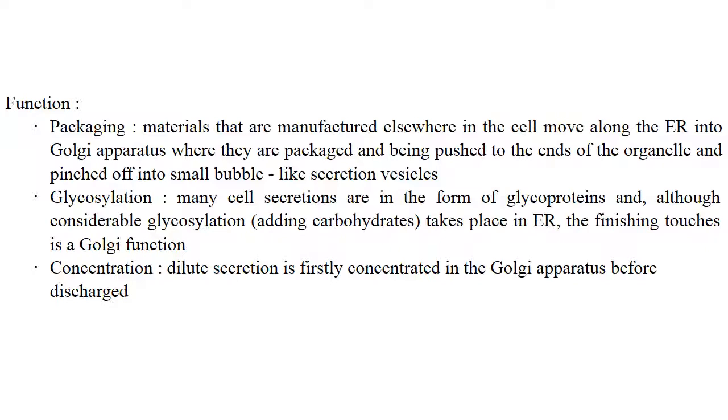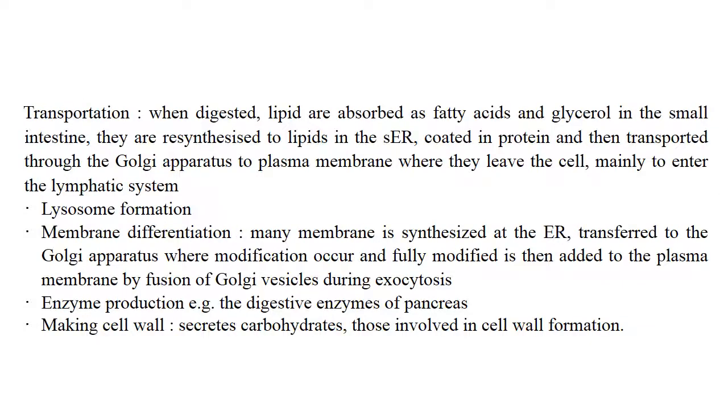Concentration: dilute secretion is first concentrated in the Golgi apparatus before discharge. Transportation: when digested, lipids are absorbed as fatty acids and glycerol in the small intestine. They are resynthesized to lipids in the smooth endoplasmic reticulum, coated in proteins, and then transported through the Golgi apparatus to the plasma membrane, where they leave the cell, mainly to enter the lymphatic system.